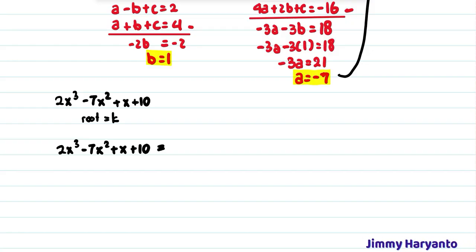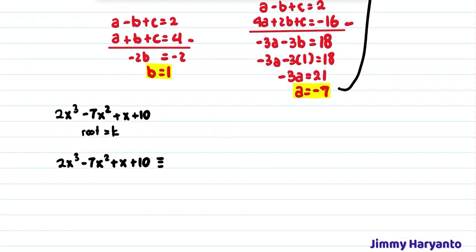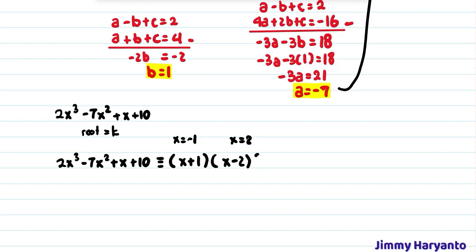Okay, so we already know that we have the other roots, which are negative 1 and 2. x equals negative 1 and x equals 2. That means we can write this in the form of factors like this, x minus 2, and maybe one or the other one, the last one, is this one. But because we don't know the value of k, let's pretend that we don't know this one yet.